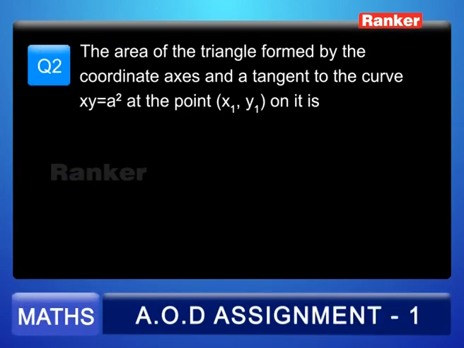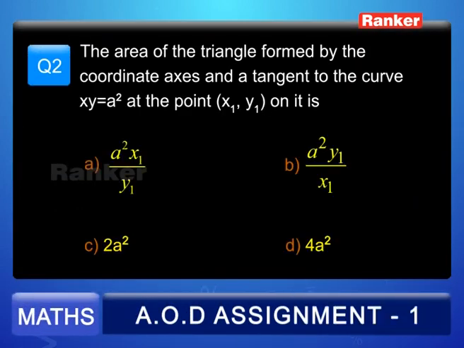Next question. The area of the triangle formed by the coordinate axes and a tangent to the curve xy is equal to a square at the point x1, y1 on it is: option A, a square x1 by y1, option B, a square y1 by x1, option C, 2a square, and option D, 4a square.